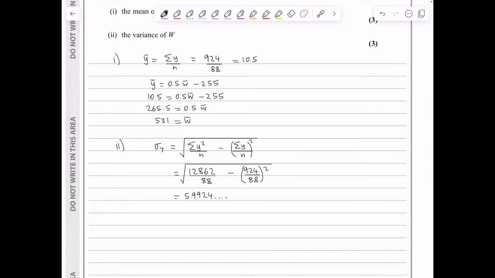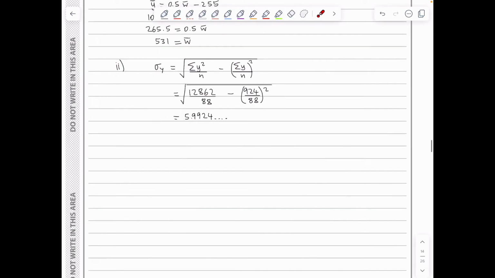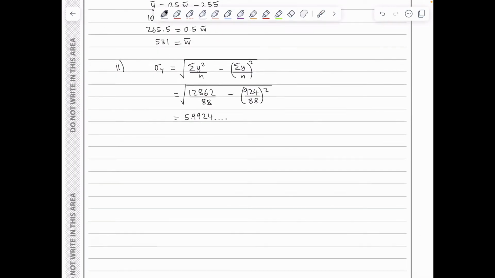Now when we talk about the standard deviation, the measure of spread, this is not affected by adding or subtracting a fixed number, so the minus 255 plays no role whatsoever in the standard deviation. However, the multiplier of 0.5 is indeed affecting the standard deviation, so we've got that sigma Y is equal to 0.5 times sigma W. So we found the standard deviation of Y to be 5.9924..., and it is equal to 0.5 times the standard deviation of W.